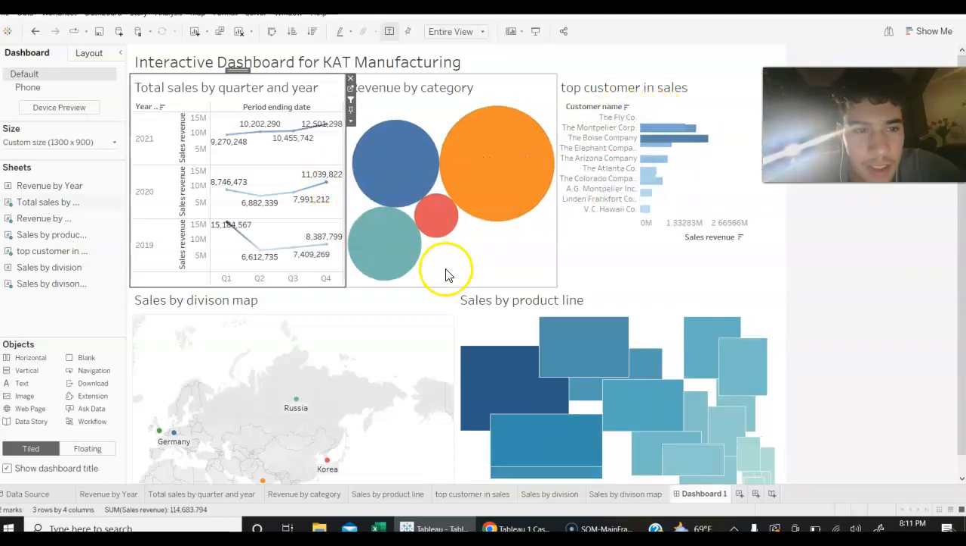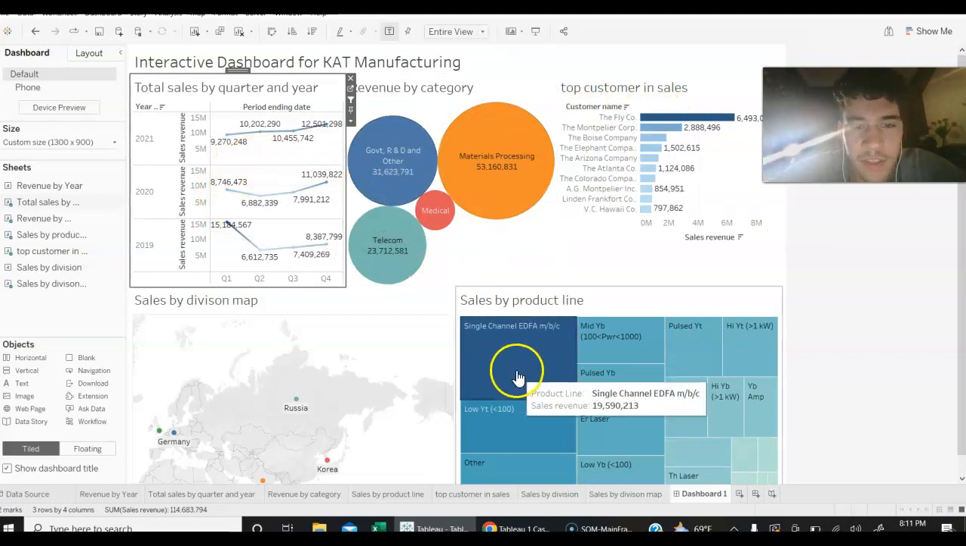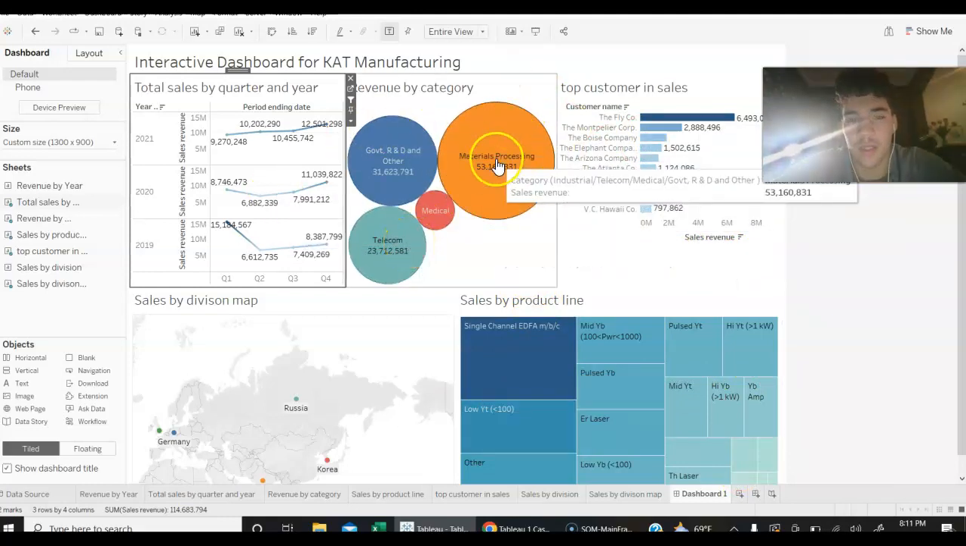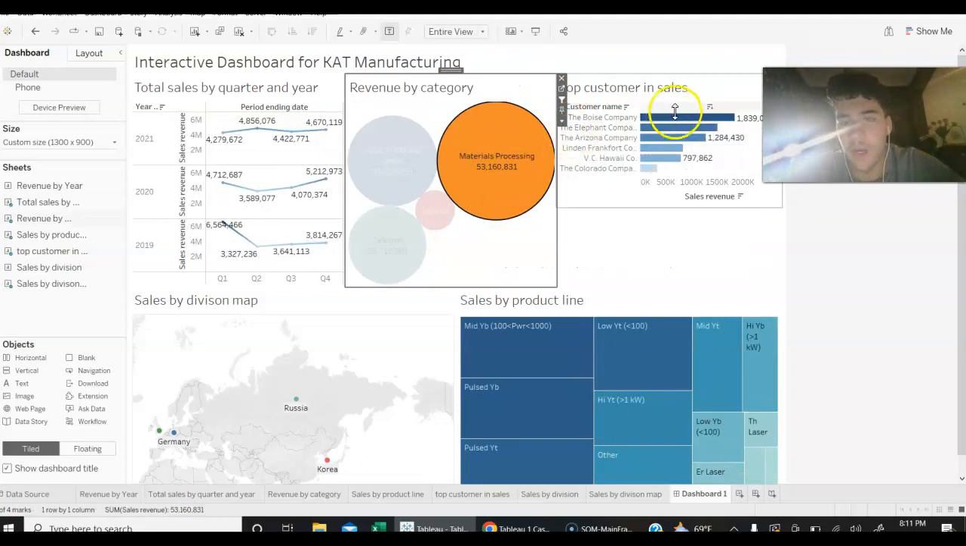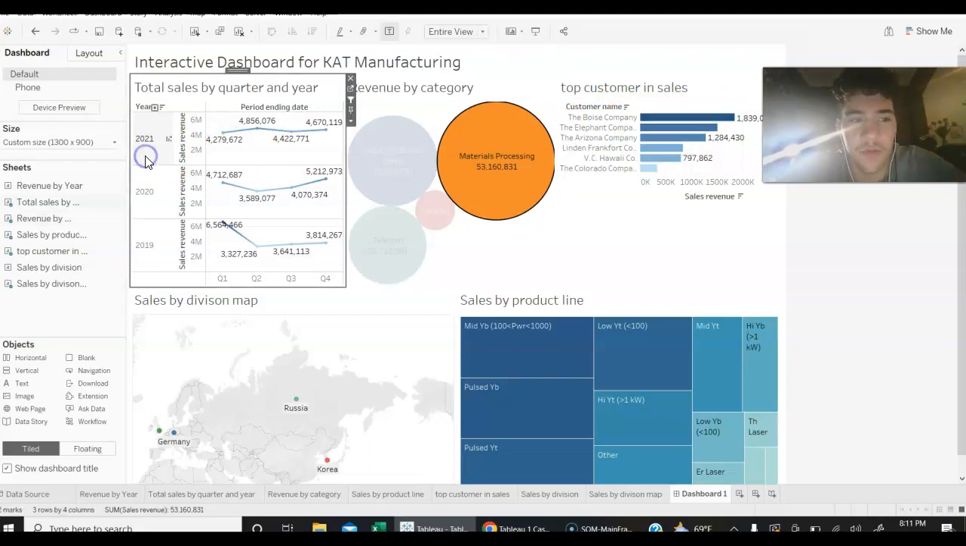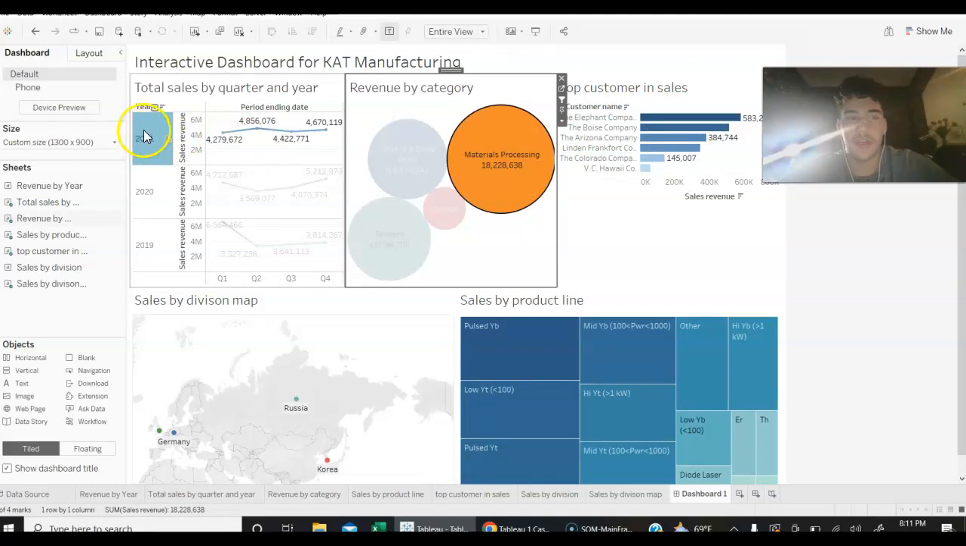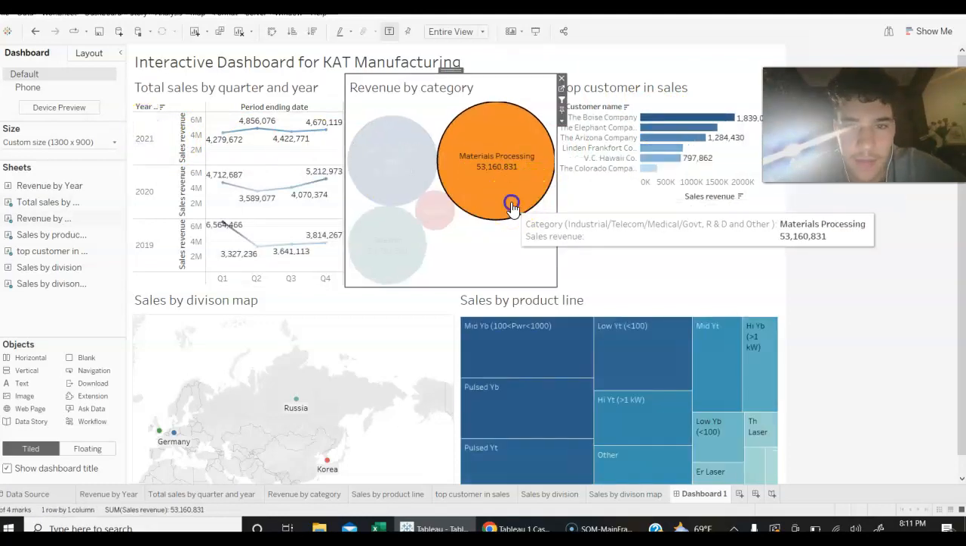So as you can see, whenever you click a feature in this, it drills down and shows you the corresponding data for that exact feature. So if I want to see the top material processing customer, it's the Boys Company, but the top material processing customer for 2021 is the Elephant Company. So you can get really specific if you'd like, or see basic things.